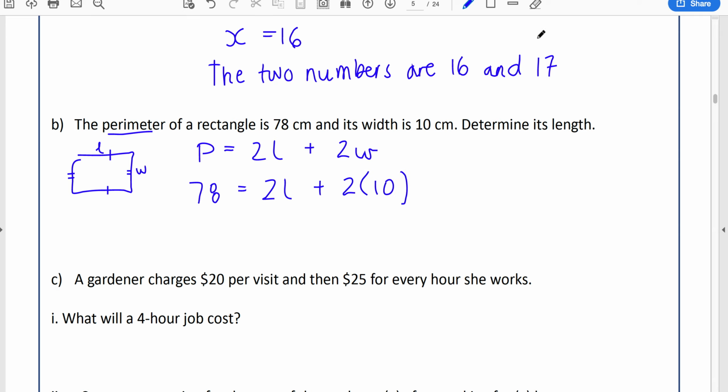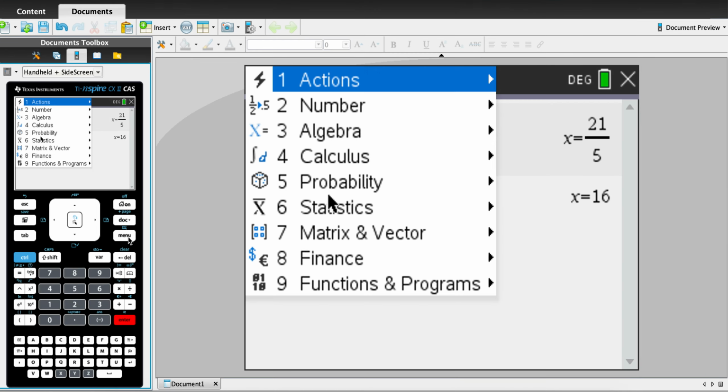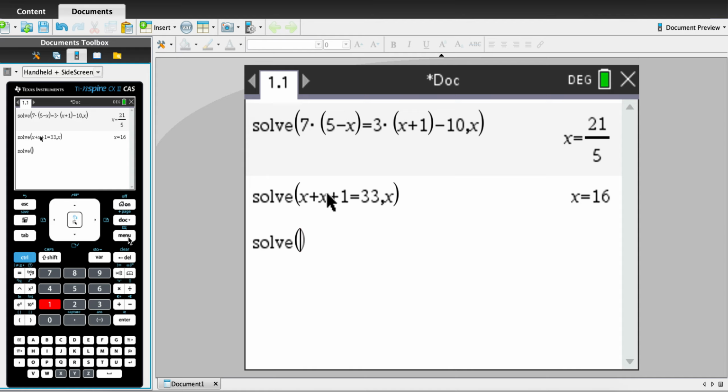Okay, now, I often write it like this, but you don't have to. That's just habit. You can write it as just 2 times 10 if you want. From there, I will solve that and find out what L is, what the length is. So menu 3.1, I'll go 78 equals 2 times L, so I'll just type the letter L, plus 2 times 10, and then comma, L this time, not X, because I actually called it L in the equation. And there it is, L is 29.